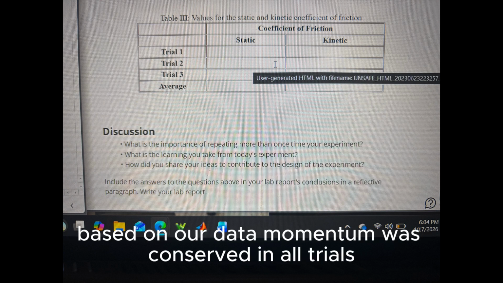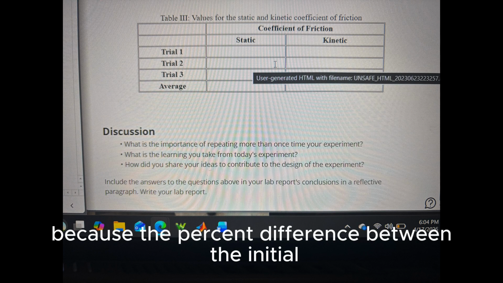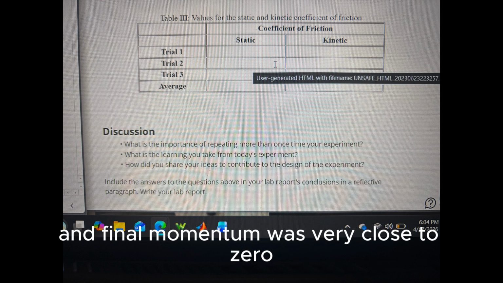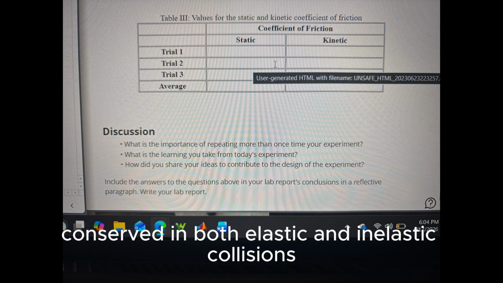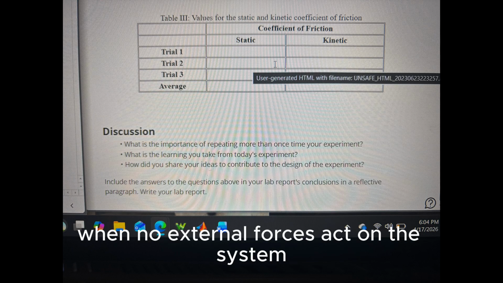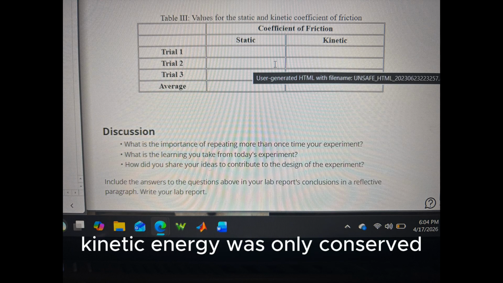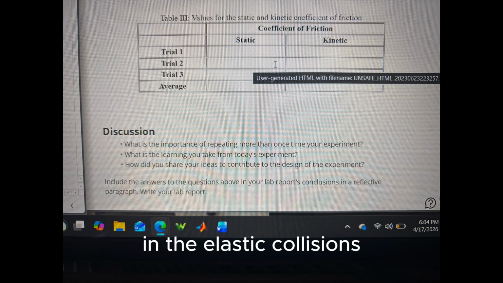Based on our data, momentum was conserved in all trials because the percent difference between the initial and final momentum was very close to zero. This is expected since momentum is conserved in both elastic and inelastic collisions when no external forces act on the system. However, kinetic energy was only conserved in the elastic collisions.